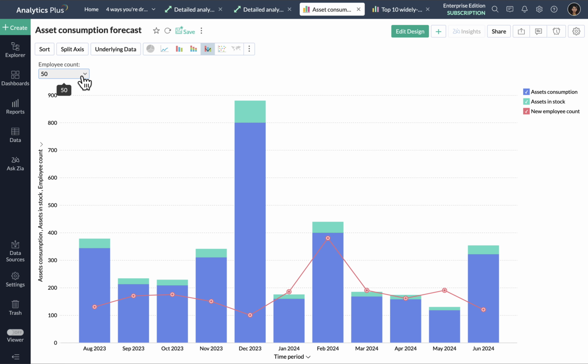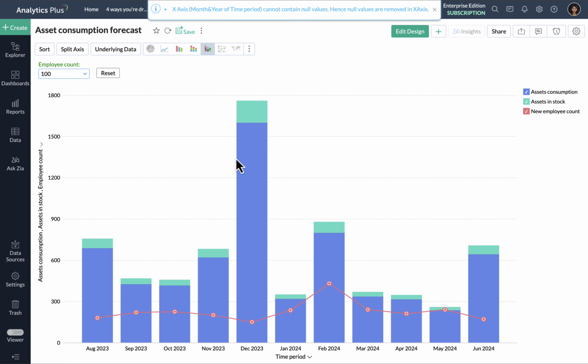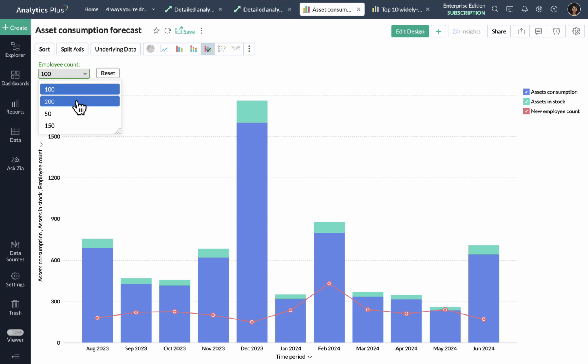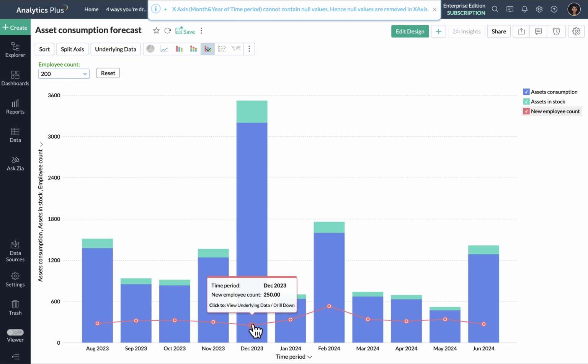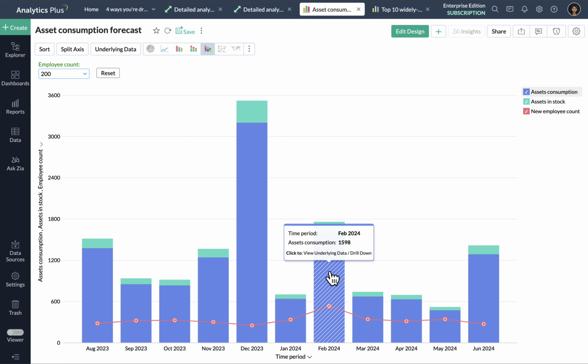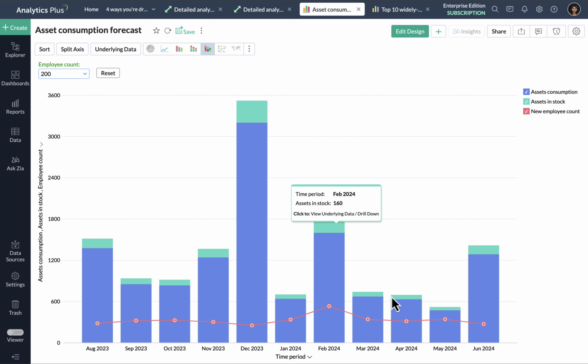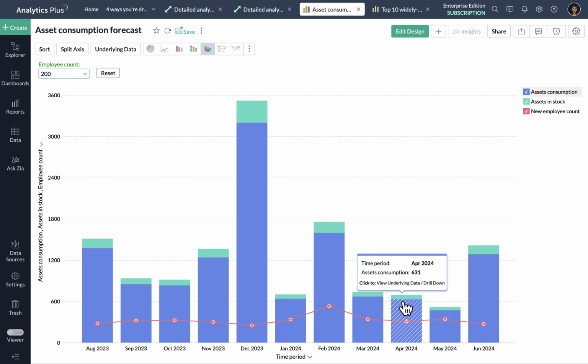IT teams can utilize the user filter at the top of this visualization to vary the volume of employees and visualize the corresponding impact on asset consumption. Analytics Plus' powerful forecasting engine also provides accurate insights into the predicted asset consumption for the following months.